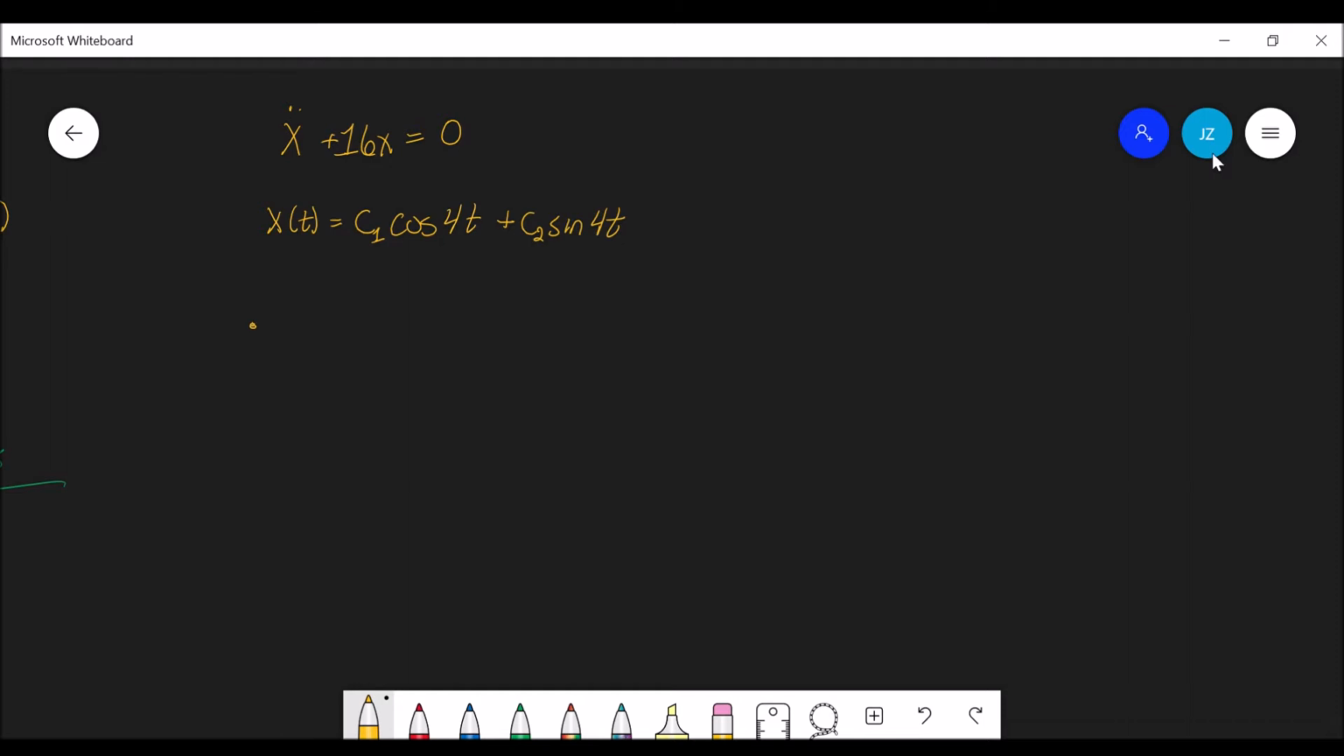So the first boundary condition, x of 0 equals 0, x of pi over 2 also equals 0. So under this boundary condition, x of 0, well, we're going to have c1 cosine of 0 plus c2 sine of 0. Cosine of 0 is 1, sine of 0 is 0, so this is just c1, and this has to equal 0.